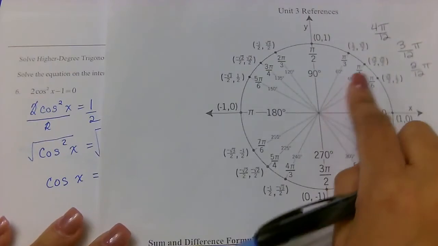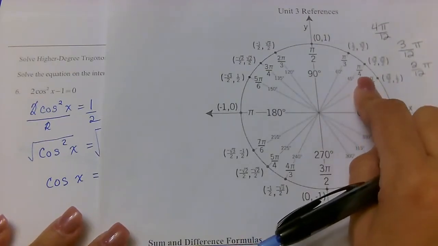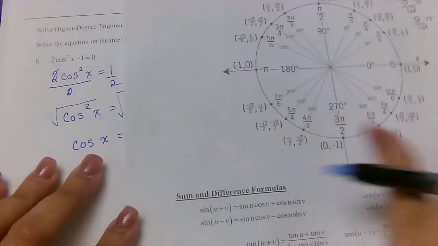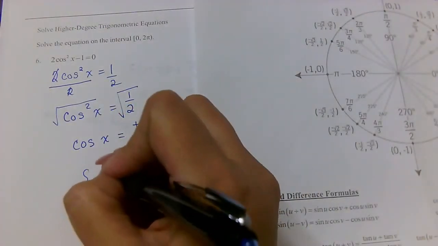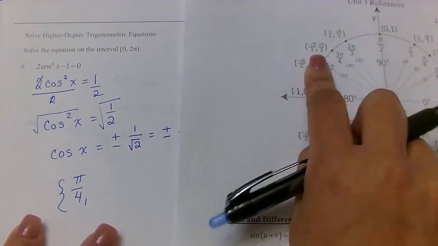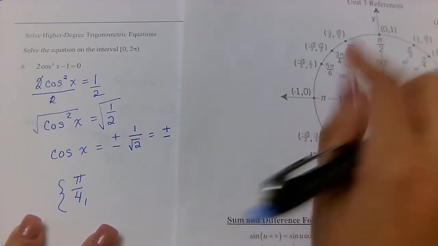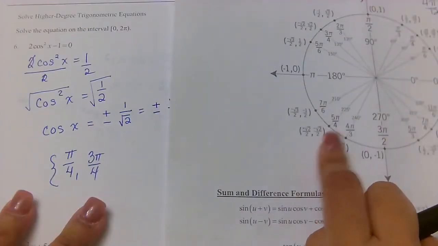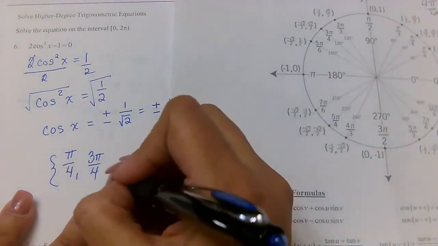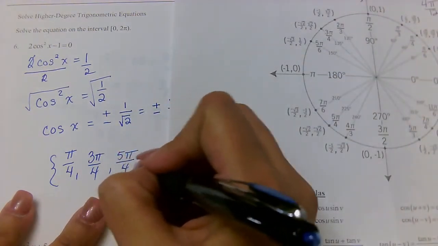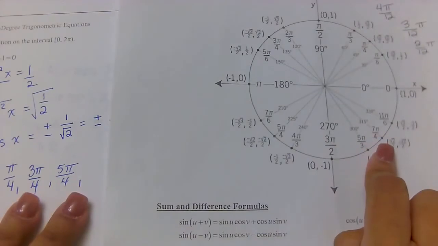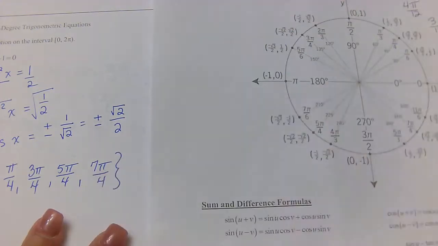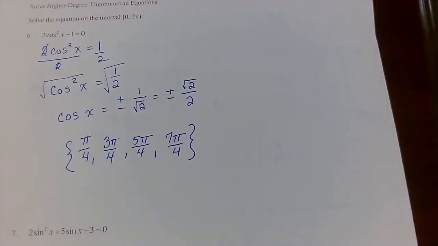Okay, so I'm going to go ahead and start with quadrant 1, and cosine is square root of 2 over 2 at pi over 4. So our solutions will be pi over 4. The second solution will be 3 pi over 4. The next solution in quadrant 3 will be 5 pi over 4. And then the last solution will be 7 pi over 4. Okay, so that will be your solutions.